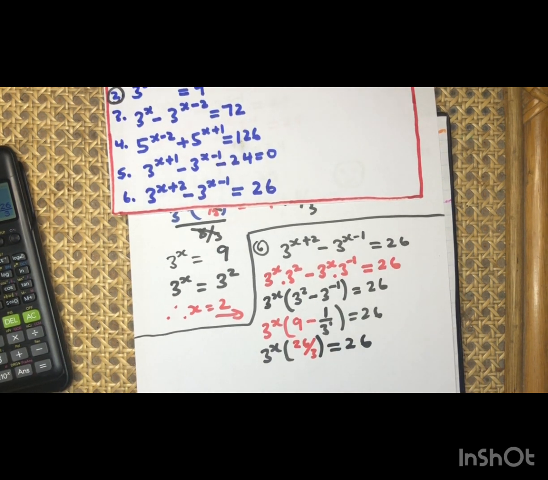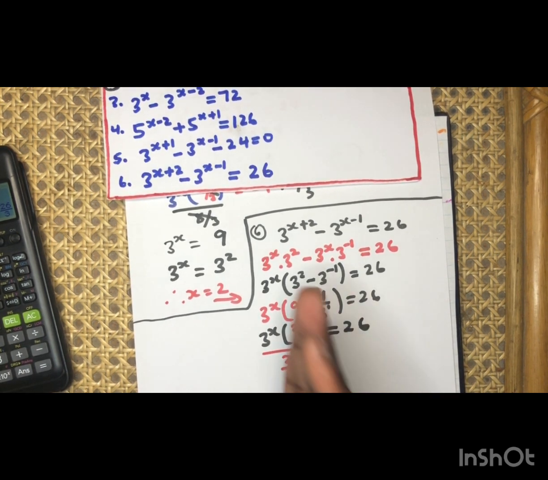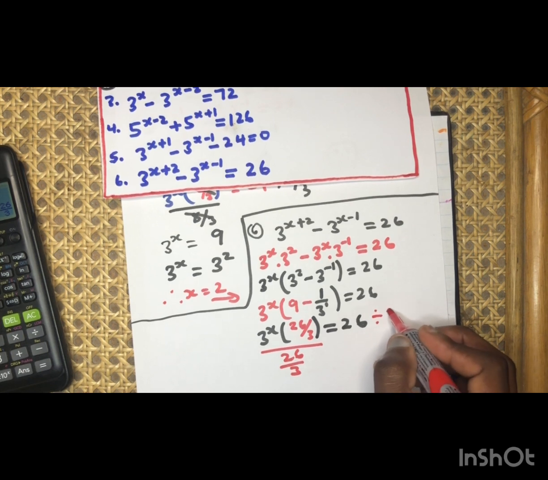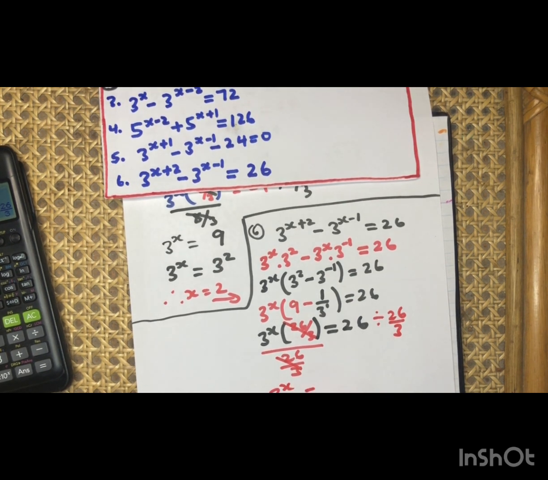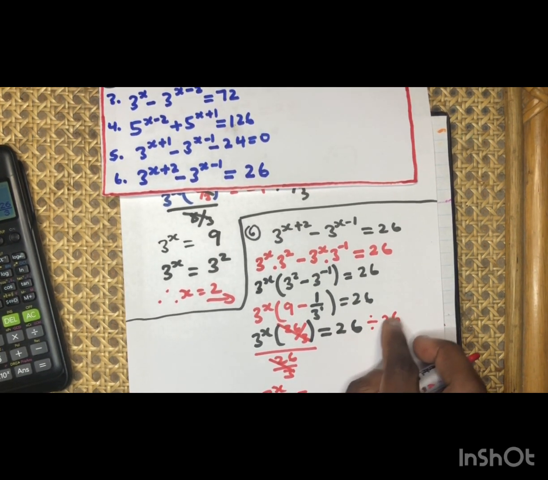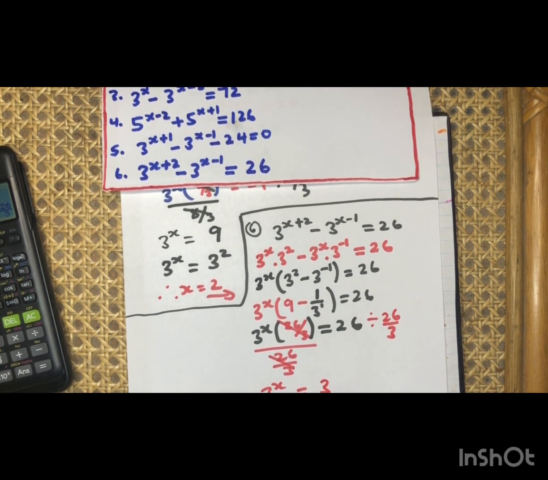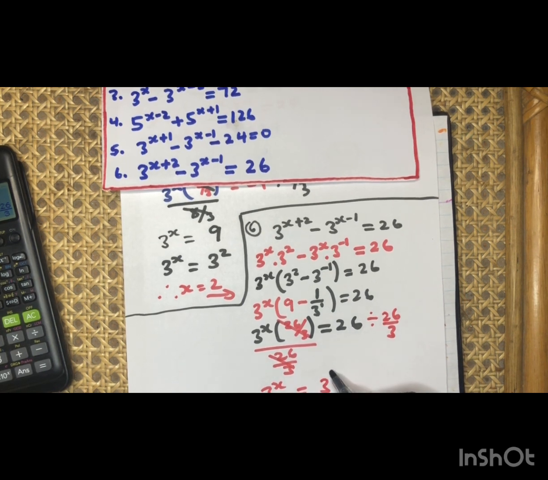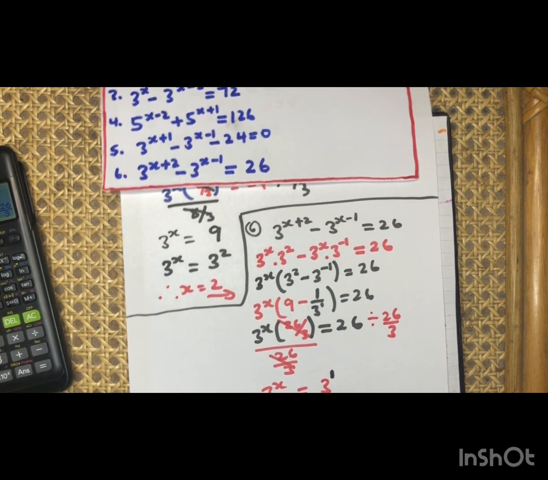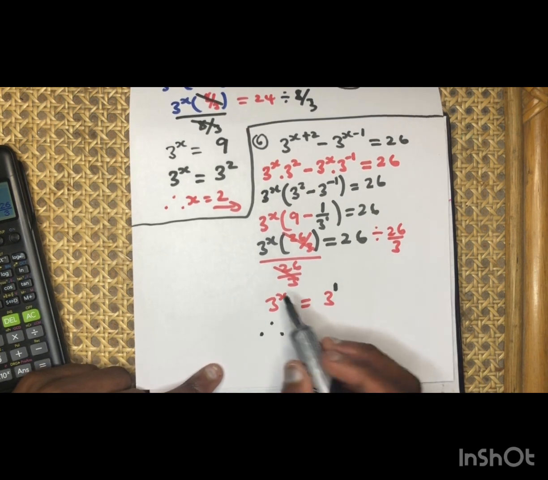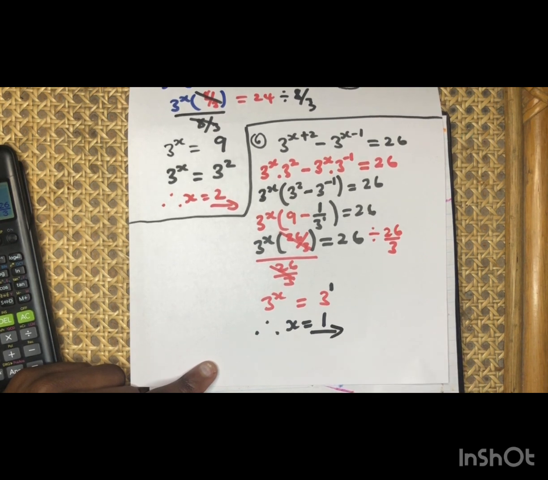So what must I do, good people? I have to divide both sides by what? By 26 over 3. What I did on my left side, I must also do on my right side. So 26 over 3, these cancel out. Now I have 3 to the power x equals 26 divided by 26 over 3, which gives you 3. Now the bases are the same, but we all know that, guys, the power here is always 1 if it is not written. So now we see that the bases are the same, and we can conclude that our x is equal to 1.